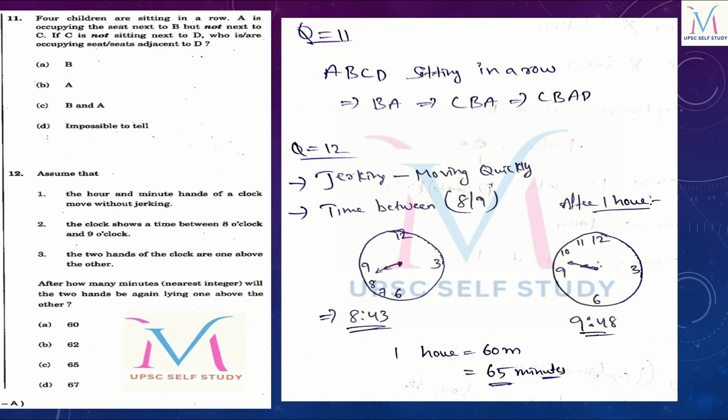It will be approximately, look at the second circle, after 1 hour. I have written there after 1 hour. So first it is 8 and 9, and after 1 hour the hands will again be between 9 o'clock and 10 o'clock. Okay, so the minute hand and hour hand will be lying one over the other at 9:48, right?